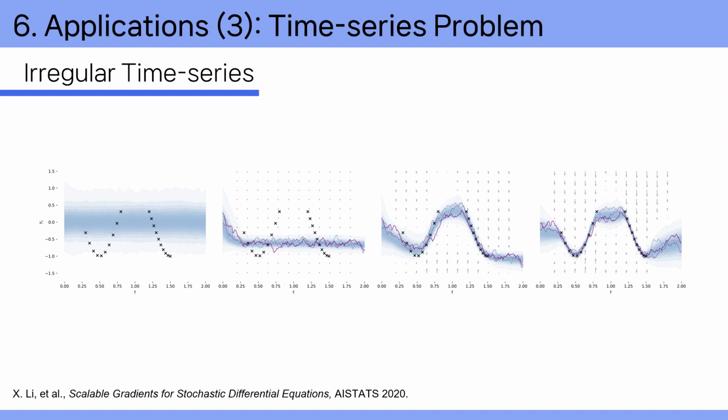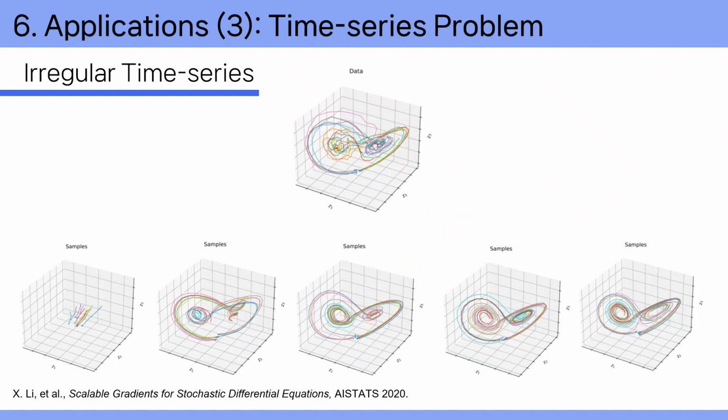Here's a visualization of fitting a latent SDE to the samples. This process can be viewed as a form of Bayesian learning where the model infers uncertainty over continuous dynamics. And here is some visualization of fitting latent SDE to the Lorenz attractor.